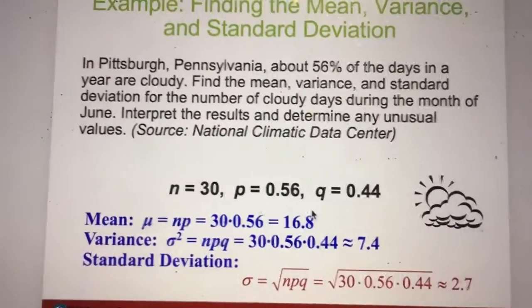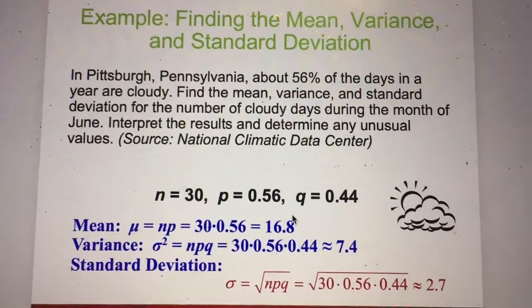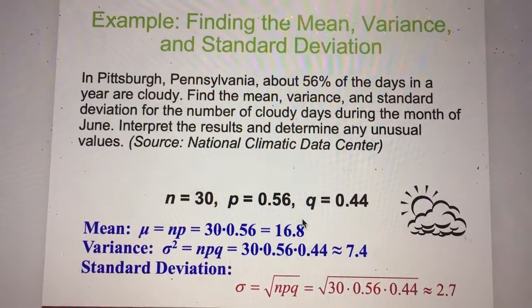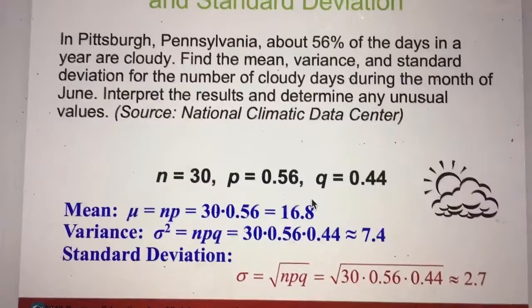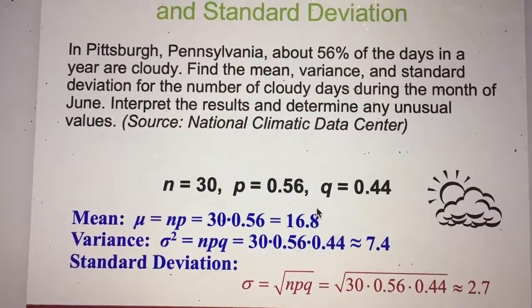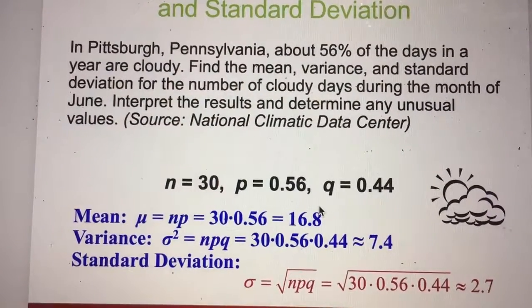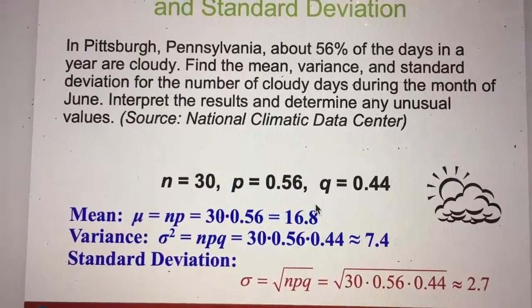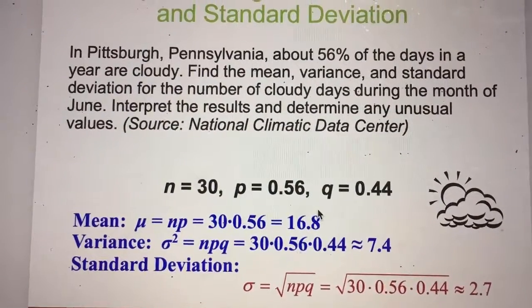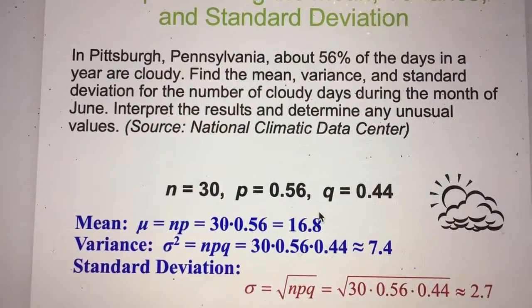Okay, so here we have an example. Find the mean, variance, and the standard deviation. In Pittsburgh, Pennsylvania, about 56% of the days in the year are cloudy. Find the mean, variance, and standard deviation for the number of cloudy days during the month of June.